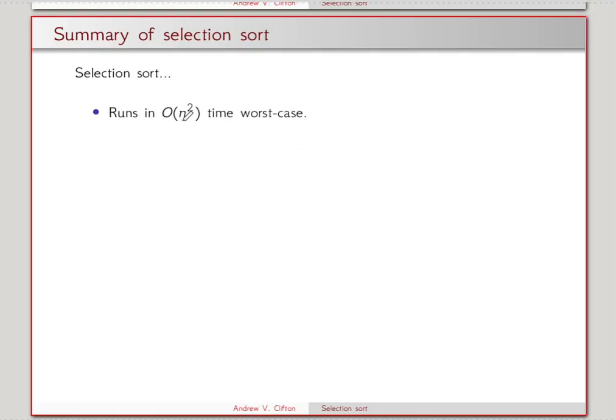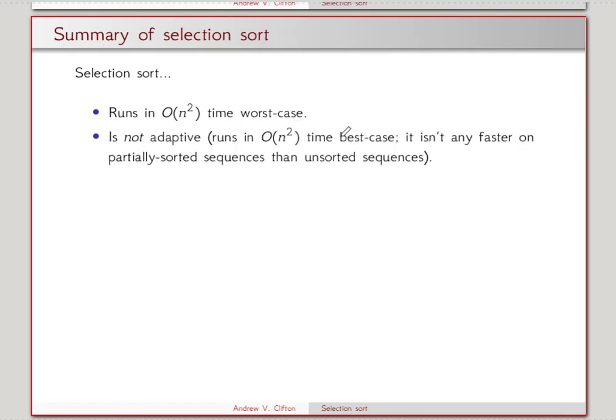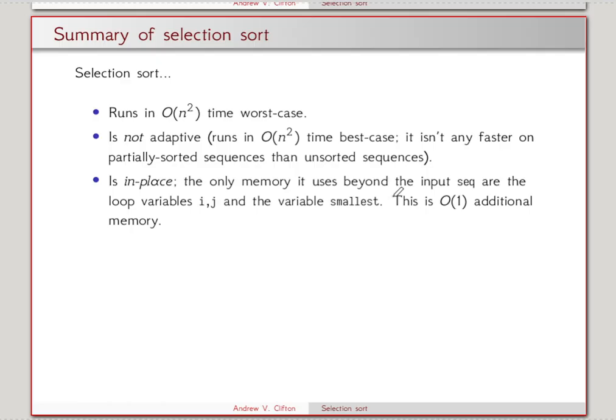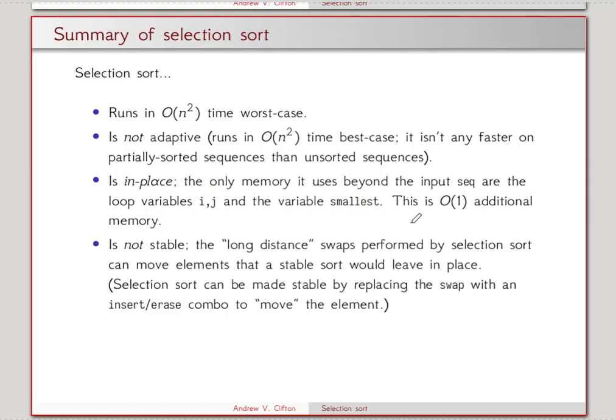So anyway, here's a summary on selection sort. It runs in n squared time in the worst case, so it's one of the quadratic ones. It's not adaptive, which means it runs in n squared time in the best case as well. It always runs in n squared time, right? It's in place. The only memory we use are the loop variables, the variable smallest, and a little bit of memory inside the swap function, but it's a constant amount of memory. We're not making a copy of the sequence to sort it.